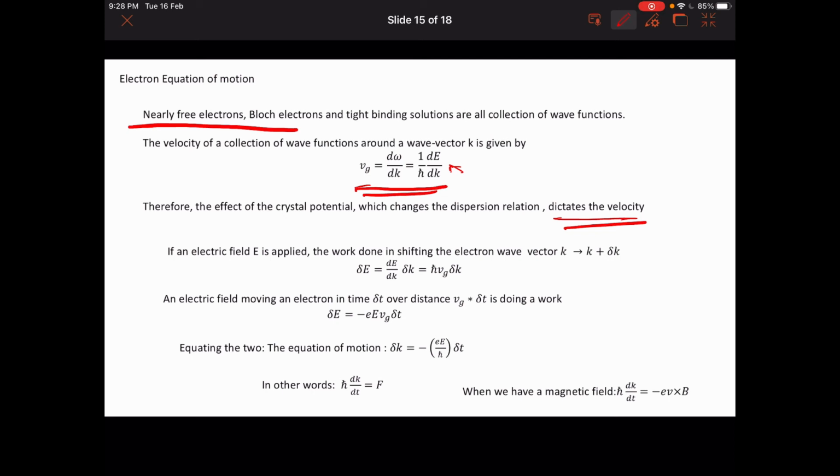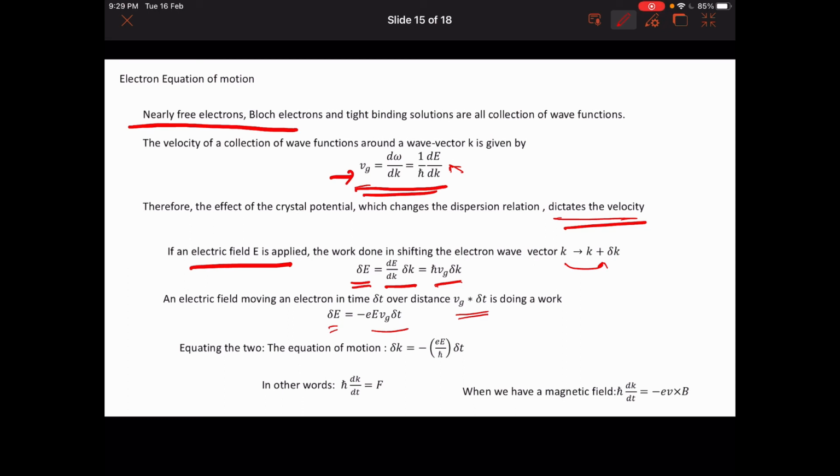is what determines the velocity, right? So if an electric field E is applied, you do some work, and you change the electron k vector from k to k plus δk, right? When you have something like this, the change in energy or the work done is dE/dk times δk, and dE/dk is ħVg from here, right? So ħVg times δk. This is the change in energy due to the applied electric field E. But if we have an electric field E which moves an electron at a distance Vg δt per unit time, the work done is also minus eE Vg δt, right? So this is obvious.